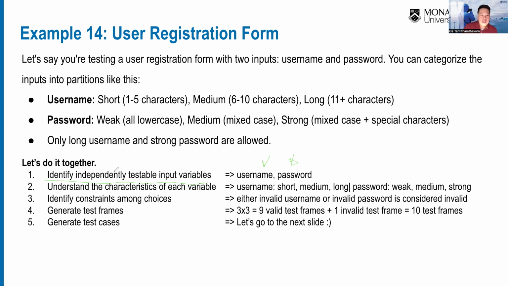Make sense? And then you want to understand the characteristics of each variable. With the username, you have three potential values: short, medium, and long. With the password, there are three potential values: weak, medium, and strong. And then you identify the constraints among the choices. An invalid username with an invalid password is considered invalid all the time, so it will never be valid.